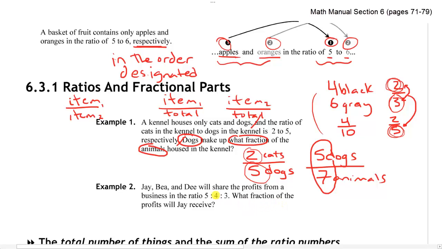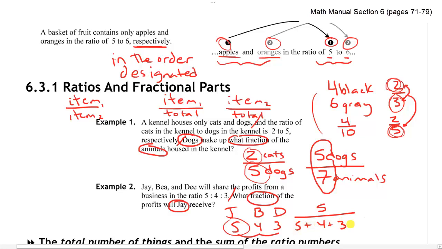Example 2, we've got J, B, and D. They are sharing profits in the ratio 5 to 4 to 3. They want the fraction that J receives. So we're going to do something similar here. J, B, D, 5, 4, 3. So obviously we're going to take that 5 and put that over the total number of items in our ratio numbers, which means we're going to add 5 plus 4 plus 3, and we get 5 out of 12. And that is the fraction of the profits that J will receive.